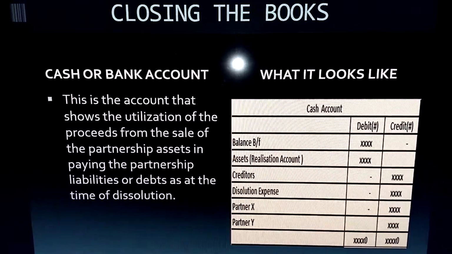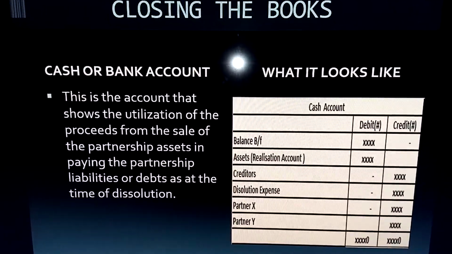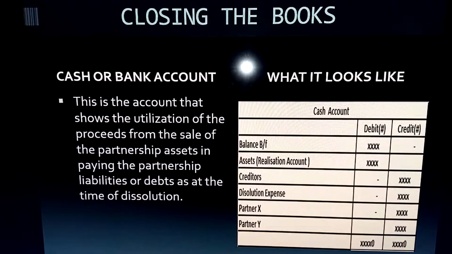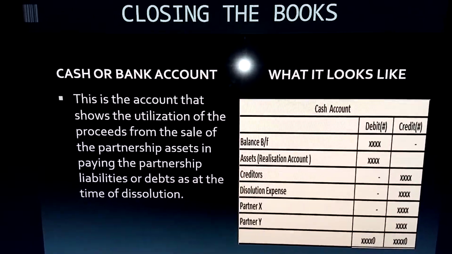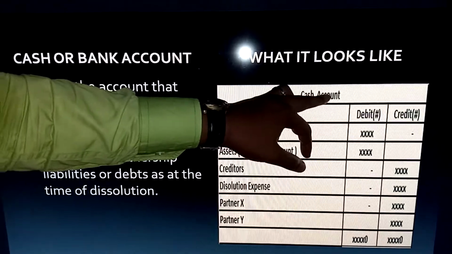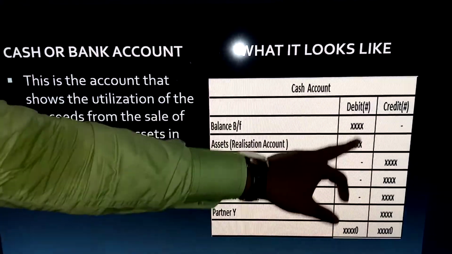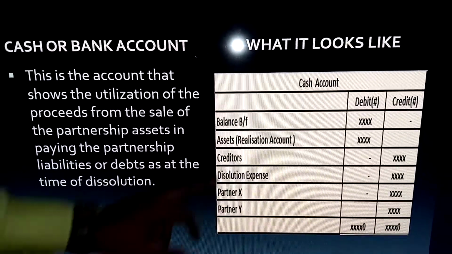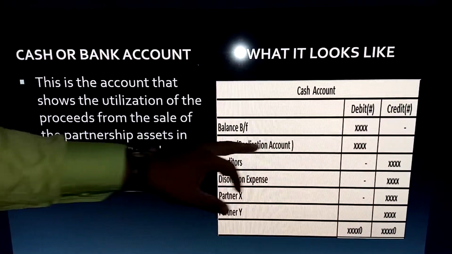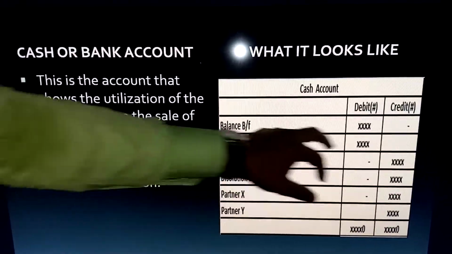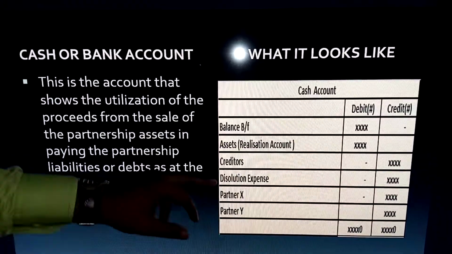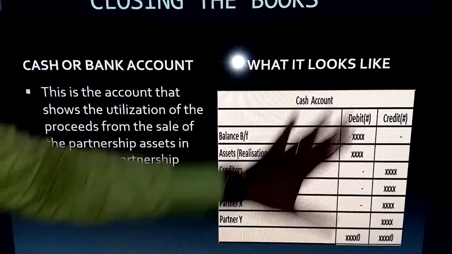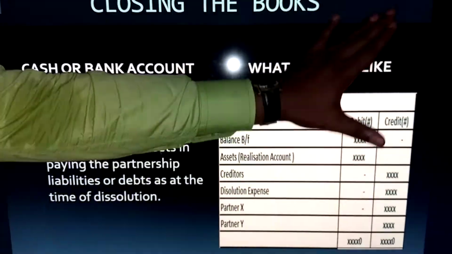So basically, this is the account in which the utilization of the proceeds from the sale of the assets, in paying the partnership liabilities and debt, is shown. So you can see this is your cash account. Here you have all the cash inflows, balance brought forward, basically what we have as at the balance sheet date. Then this is the asset, all the monies gotten from selling the assets. And then we'll pay creditors, we'll pay the dissolution expense, then the remaining one will pay the partners. At the end, there's no balance carried down, and everything must agree, because you're bringing the business to an end.